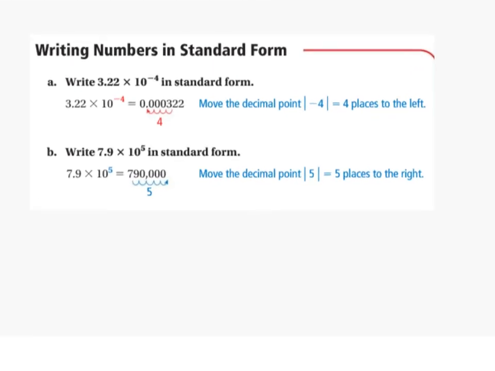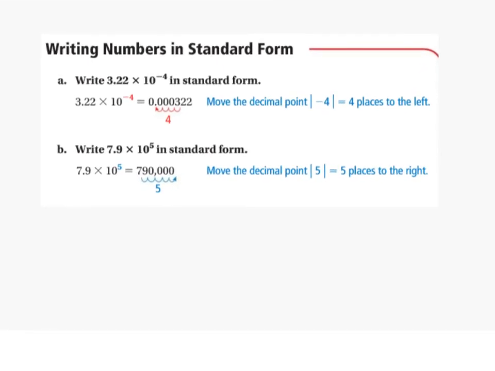Writing numbers in standard form. We're going to write 3.22 times 10 to the negative 4th in standard form. You move the decimal point the absolute value of negative 4, which equals 4 places to the left. So you would take 3.22 and you move to the left: 1, 2, 3, 4. Put your decimal point, then add zeros in your moving spots.